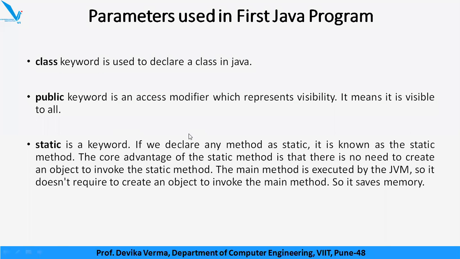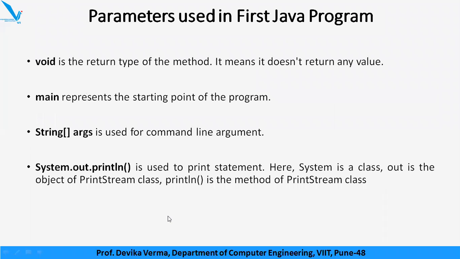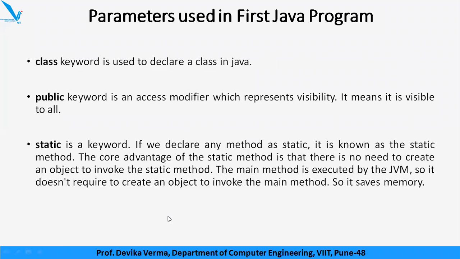So this keyword static makes the method static. Okay, we declare a method as static with the help of this keyword, and after you do that there is no need to create an object to invoke this particular method. Okay, and then this method is directly invoked and executed by the JVM. And we do not require additional memory or any additional objects to be created to invoke this method.